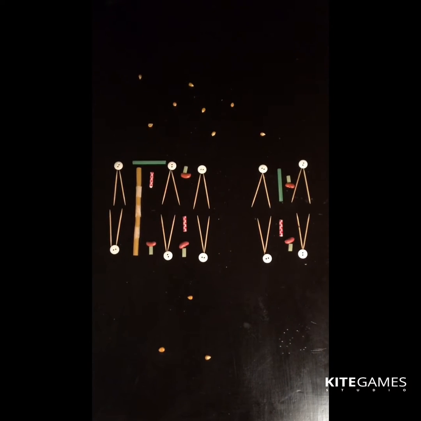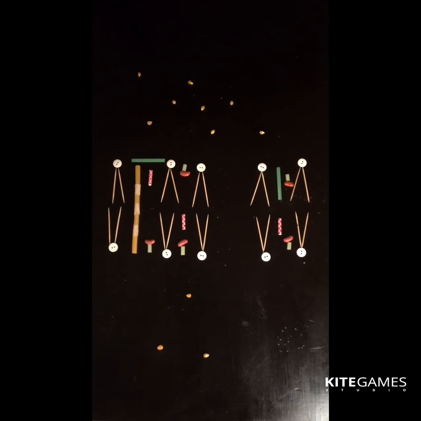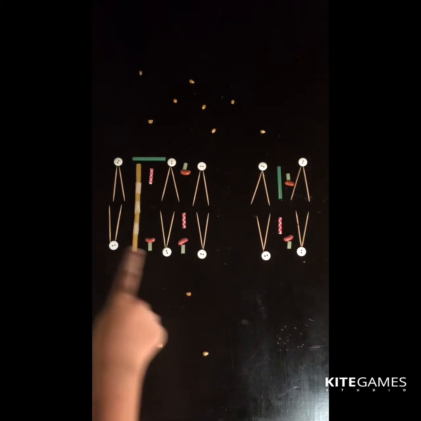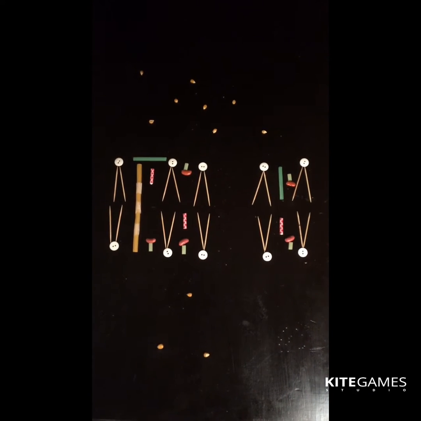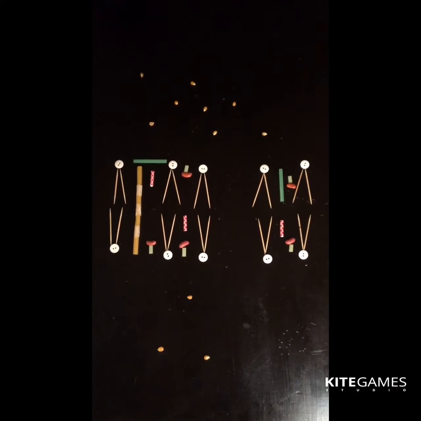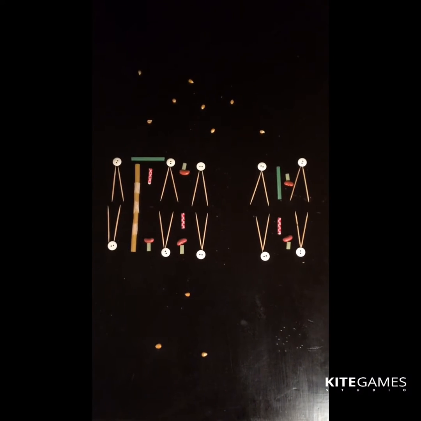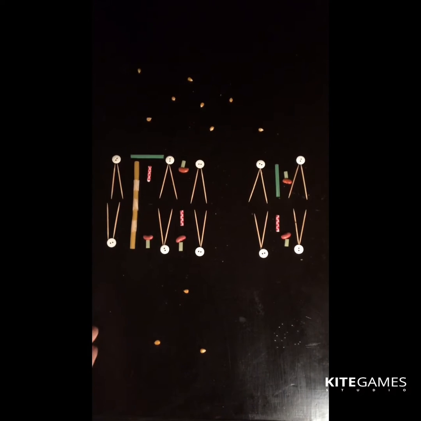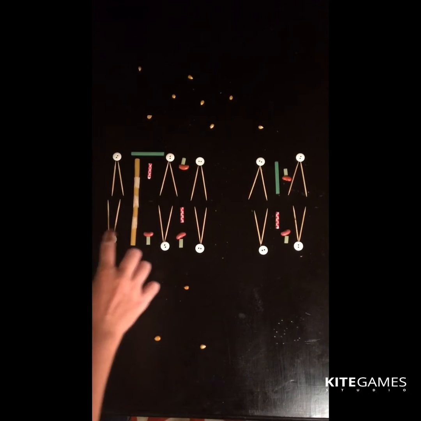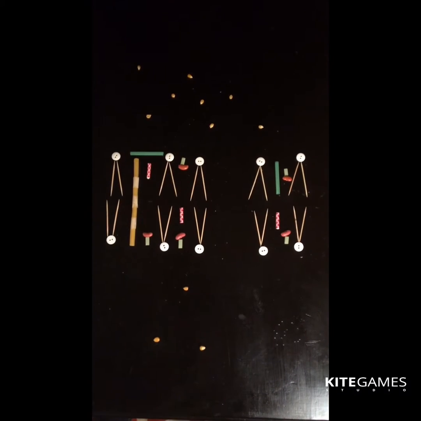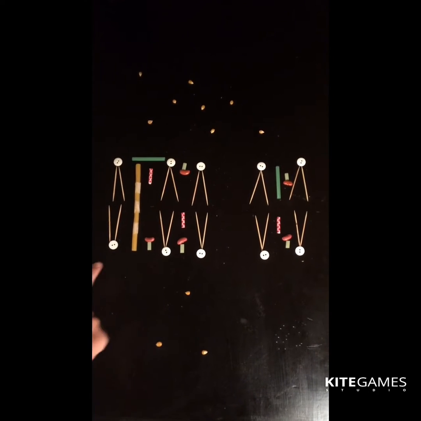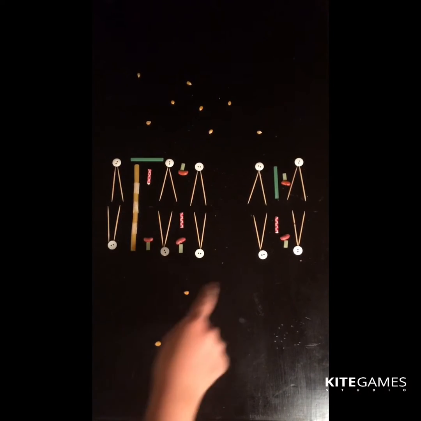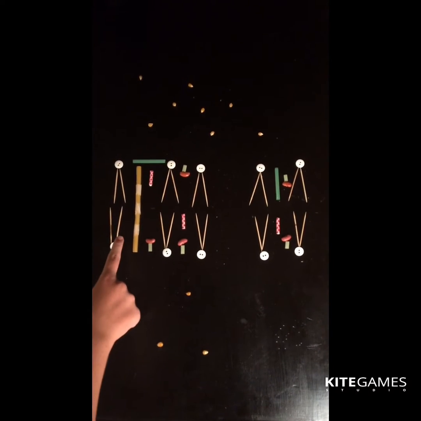This is a video of my cell transport project. So here you can see my cell membrane representation. I have all of the components of the cell, and the phospholipid bilayer is represented by both the toothpicks and the buttons, both in their rows. The phosphate heads are the white buttons. The lipid tails are the toothpicks.